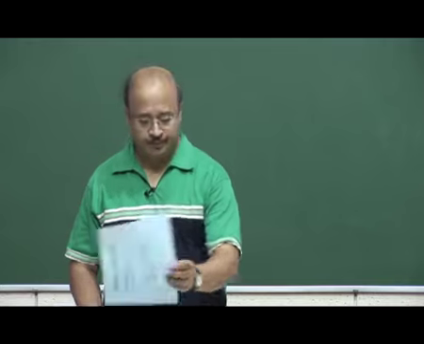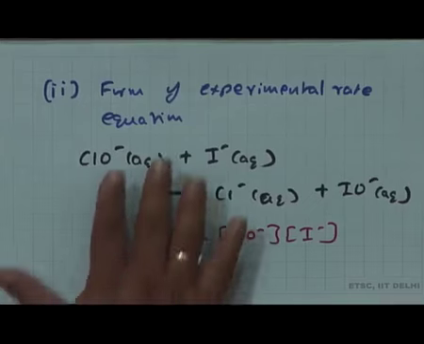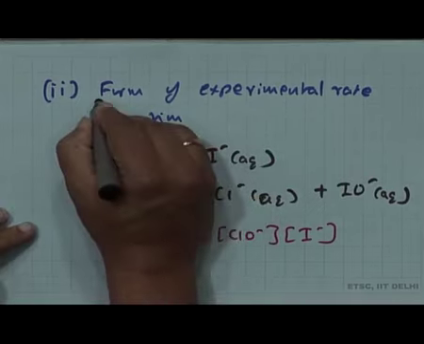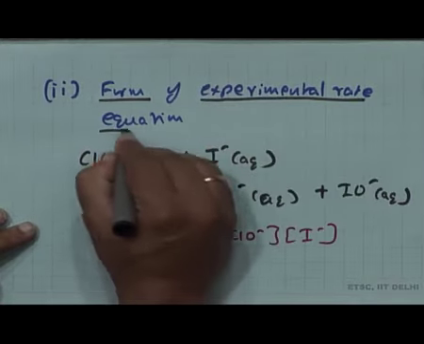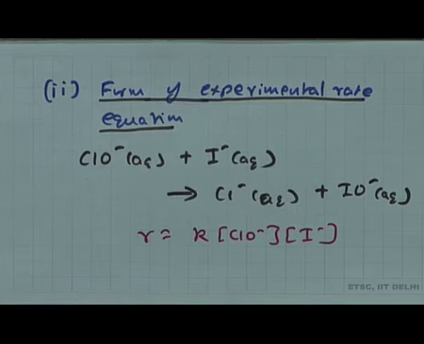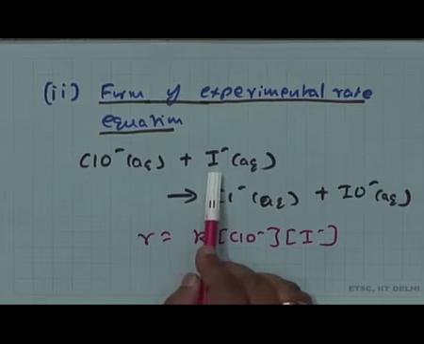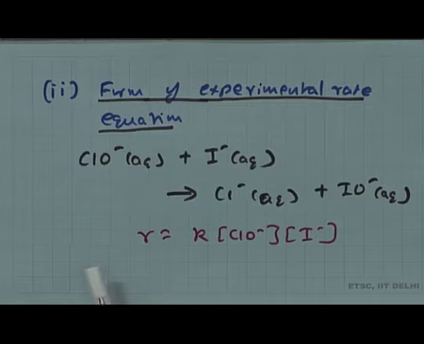The second way of doing it is by looking at the form of the experimental rate equation, which is written at the top. So, what we are saying is you look at the form of the experimental rate equation, and then we showed this example. So, what is this example? This example is the reaction between hypochlorite, ClO⁻, and iodide, all in aqueous phase, giving as products chloride and hypoiodide.